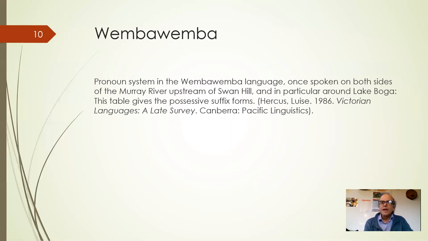And I'm going to tell you about the Wemba-Wemba language, once spoken on both sides of the Murray River, upstream of Swan Hill, in particular around Lake Boga in the state of Victoria in Australia. Now, you'll have to look on a map to find where that is, but you can find it. And we're going to give you a table of the possessive suffix forms.